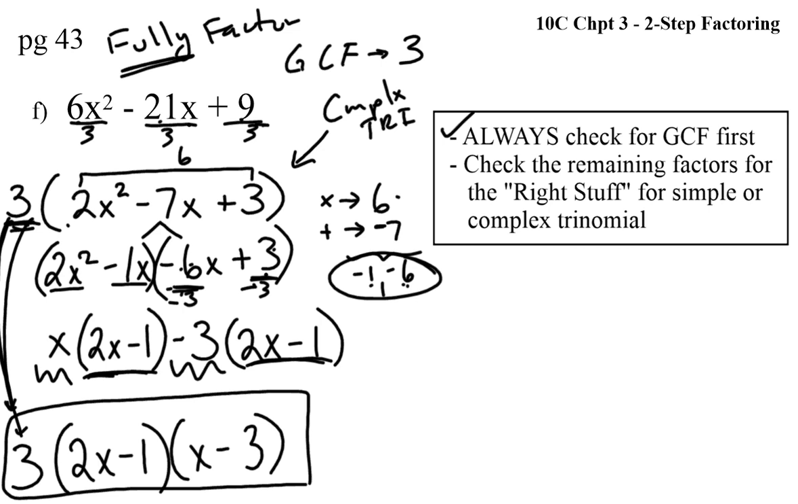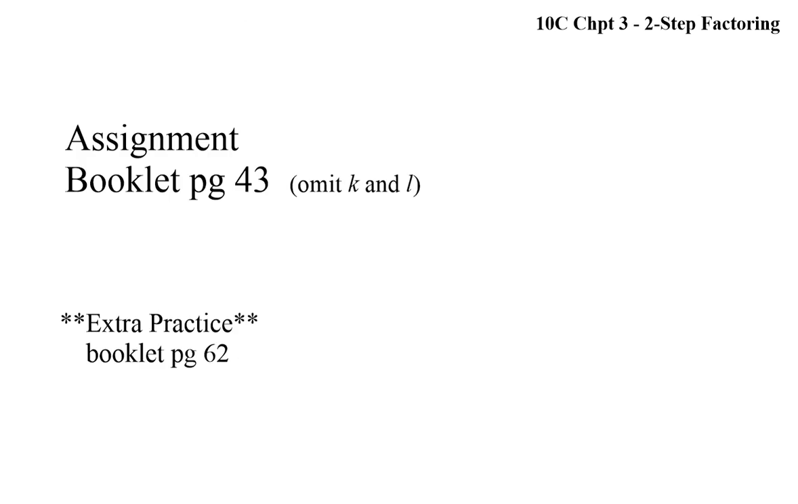Today's lesson, nothing new. It's just understanding that sometimes you need to look for that GCF. Well, not sometimes. Every time you need to look for the GCF, factoring first. Sometimes it'll happen and you're going to do some fancy two-step factoring. But sometimes there won't be a GCF and it'll just be trinomial factoring.